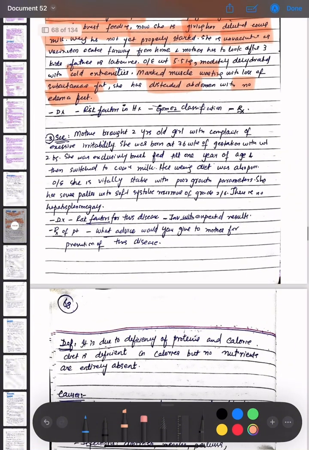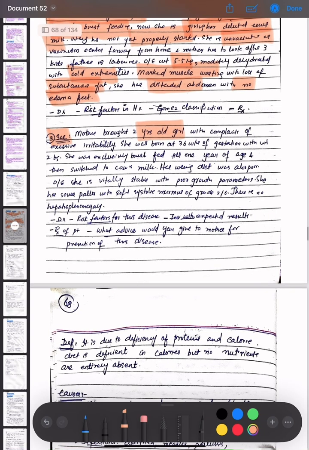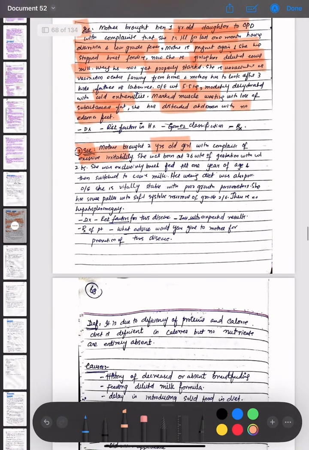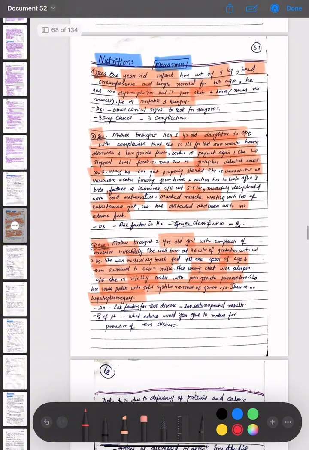Another scenario is that there is a mother who brought a 2 year old girl with complaints of excessive irritability. She was born at 36 weeks of gestation with weight 2 kg. She was exclusively breastfed till 1 year of age and then switched to cow's milk. Her weaning diet was also poor. On examination, she is vitally stable with poor growth parameters. She has severe pallor with a soft systolic murmur of grade 2/6. There is no hepatosplenomegaly.